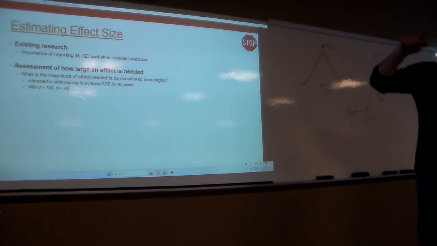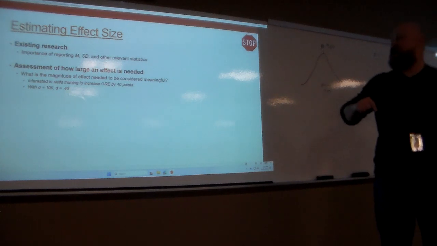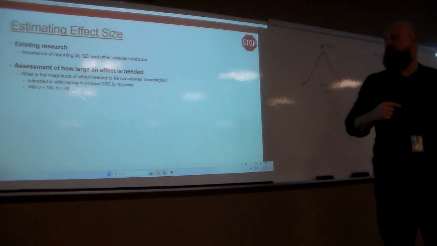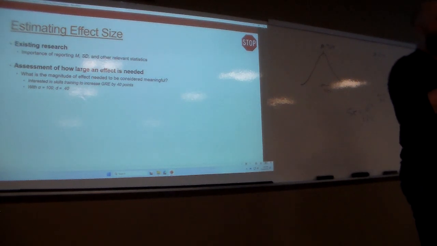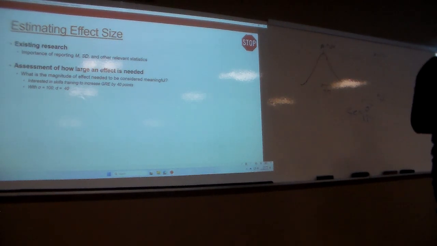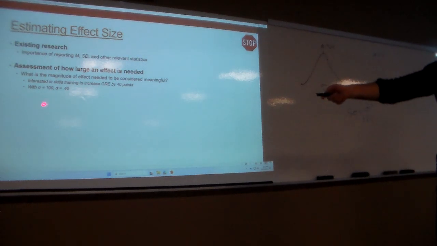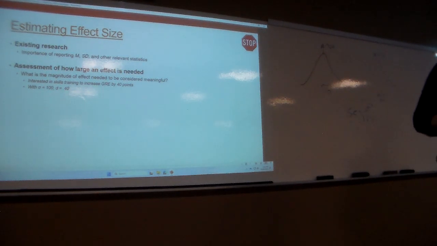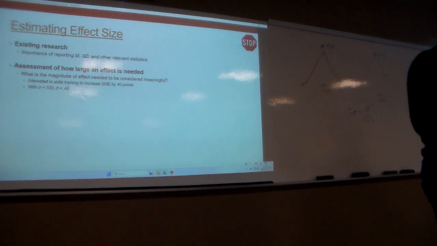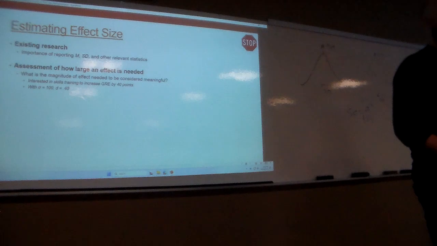But let's say that we were back in not too distant history, and I were to say, in order for this to be meaningful, we would need to see a shift of about 40 points on the GRE, right? What I could do is say that if we're assuming a standard deviation on GRE scores of 100, I would need to find an effect size of about 0.4 to make this a viable intervention, right?